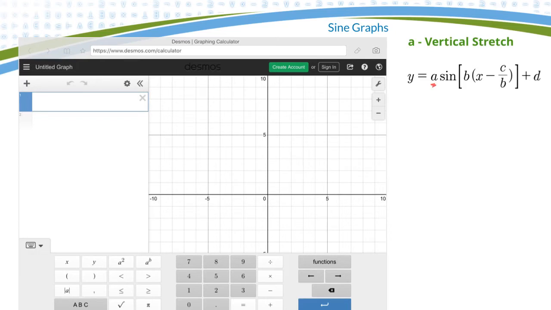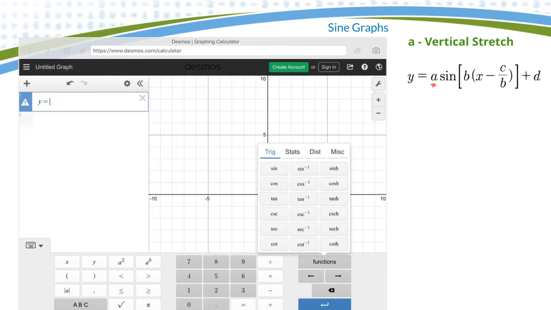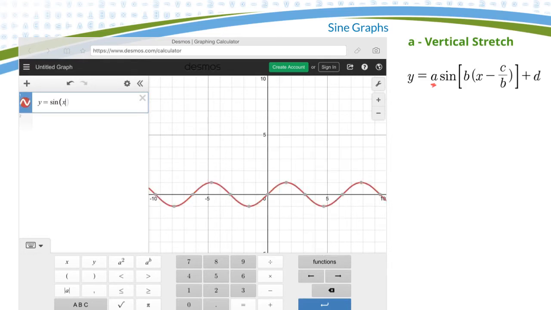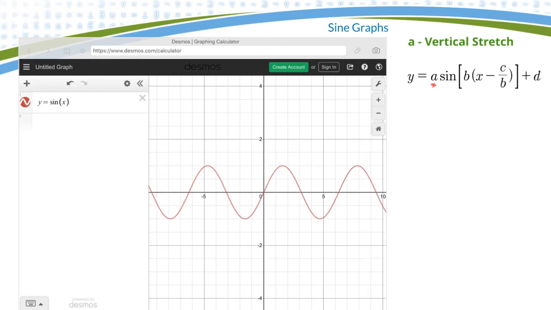Okay, so let's start with each one of these letters and figure out what it does. So let's do the A one. And you probably have an idea of what it's going to do, but let's do it. And you can try it on your own device too. So y is equal to, let's just do sine x. So there is the sine graph, and I can stretch that out a little bit. Looks gorgeous. Notice that it doesn't stop, and so it goes both directions.